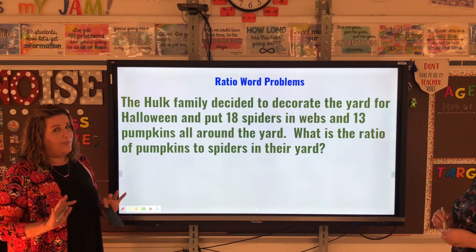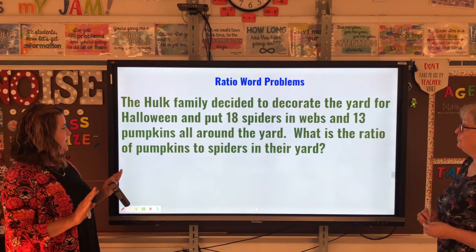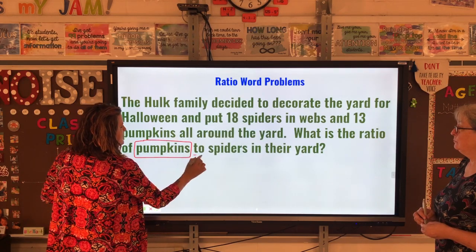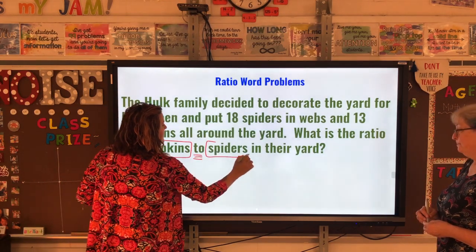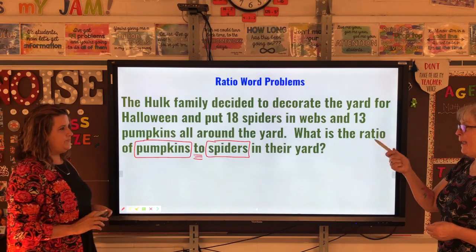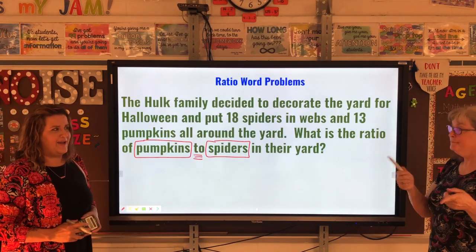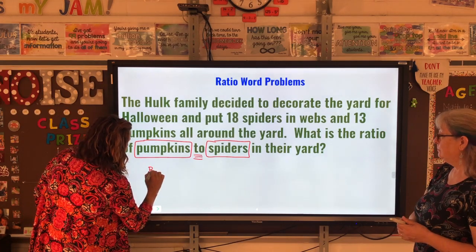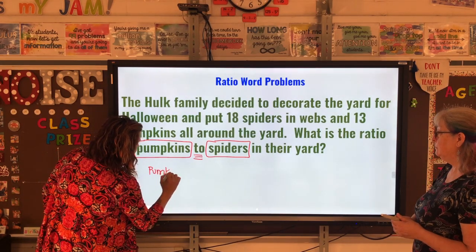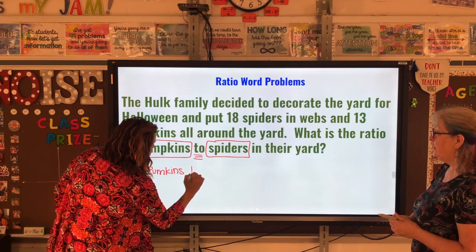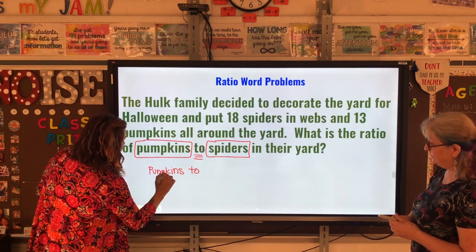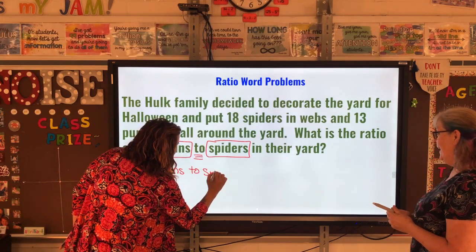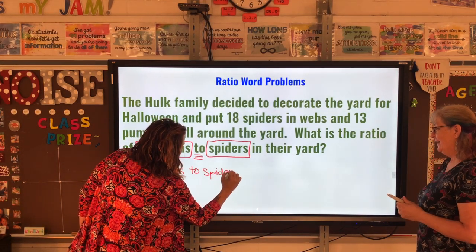Now I'm going to go back and highlight important information. First of all, my ratio is down here: pumpkins to spiders in the yard. Does order matter? Order does matter. That's important to point out. So I'm going to make myself a little key: pumpkins to spiders. This is why I don't teach English, guys, because that would be a disaster.